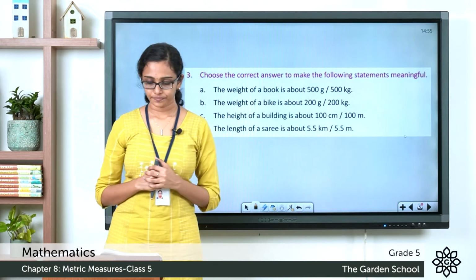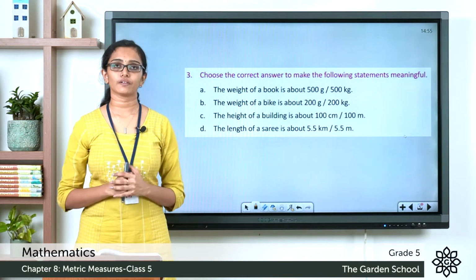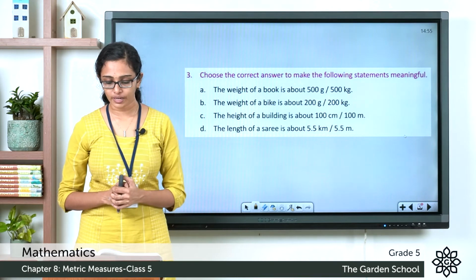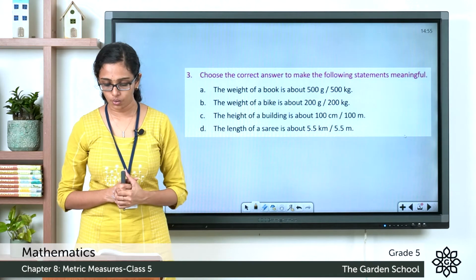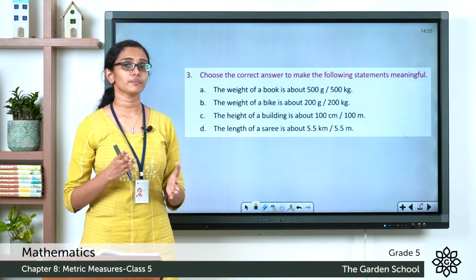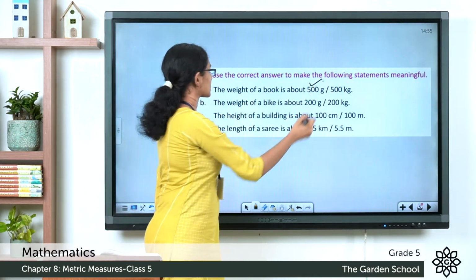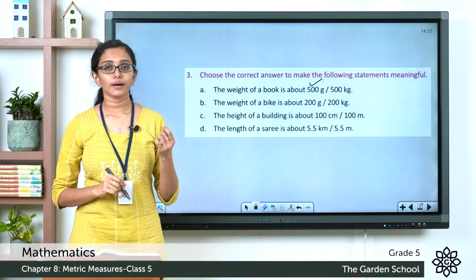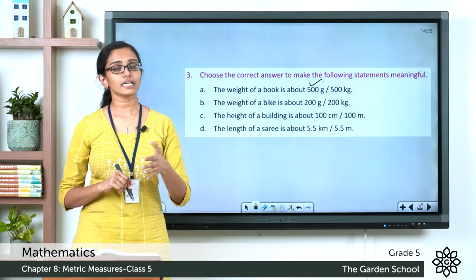Now the third one. Choose the correct answer to make the following statements meaningful. Let's read the statements one by one. The weight of a book is about 500 gram or 500 kilogram. How much do you think a book may weigh? Would it be 500 kilogram? No, a book may weigh only about 500 gram. So let's take that one, 500 gram.